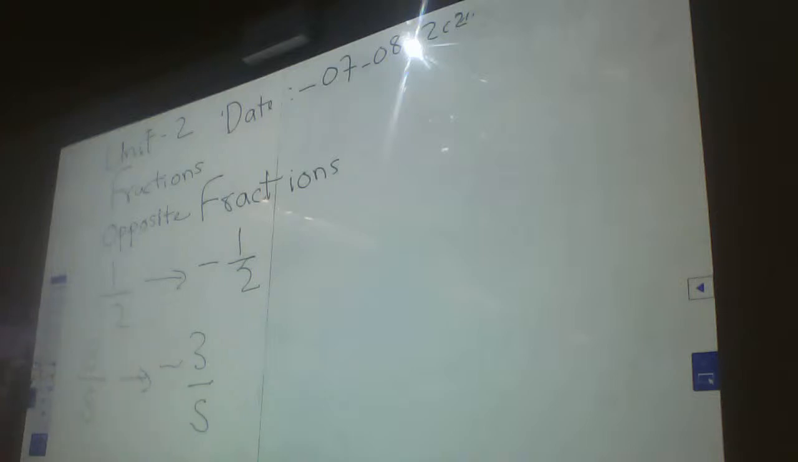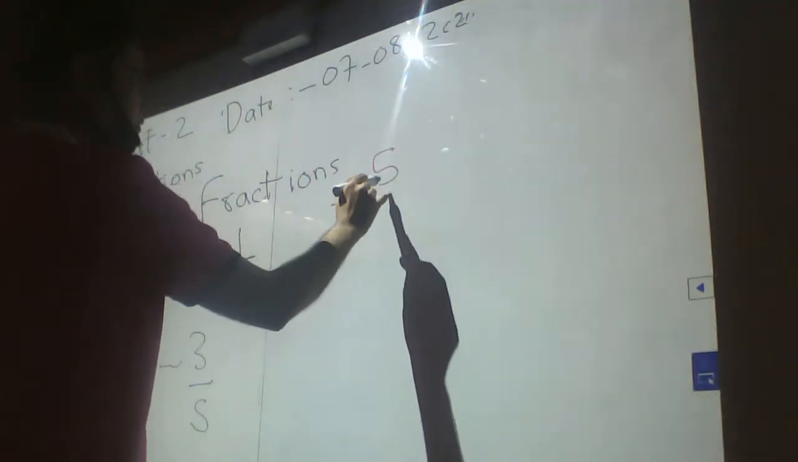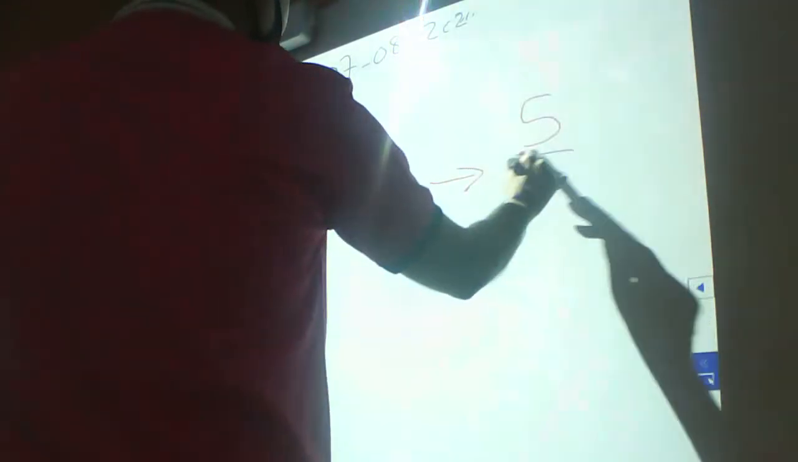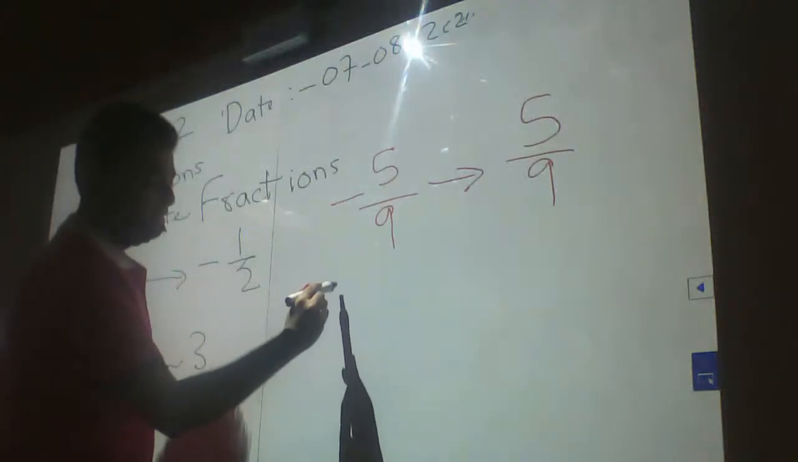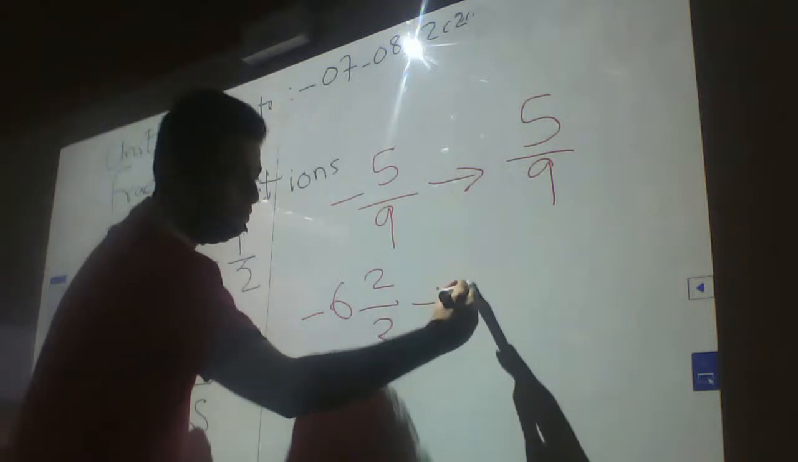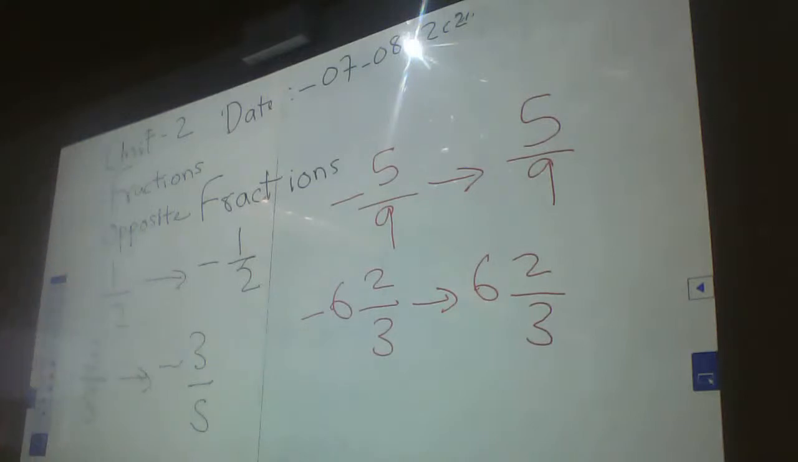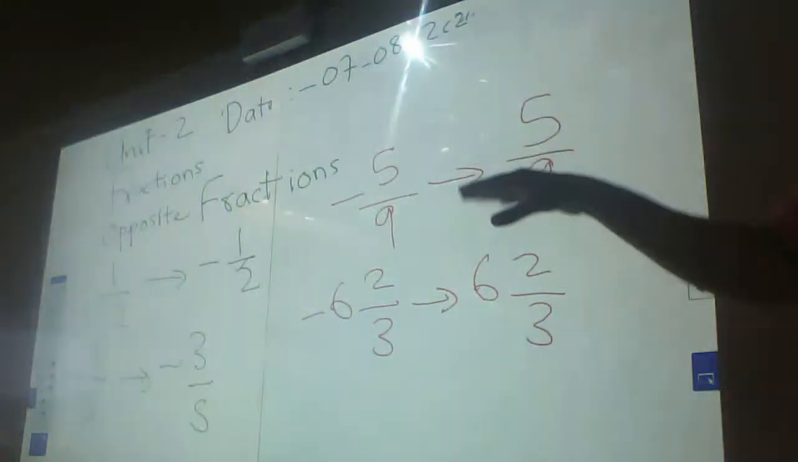Same, let's say if we have the negative number, let's say minus 5/9. The opposite will be only 5/9, right? Again, if we have this number, minus 6 2/3, this one also 6 2/3. So these are the opposite numbers. If it is plus, this will be minus. Right? So this is the opposite of a fraction.